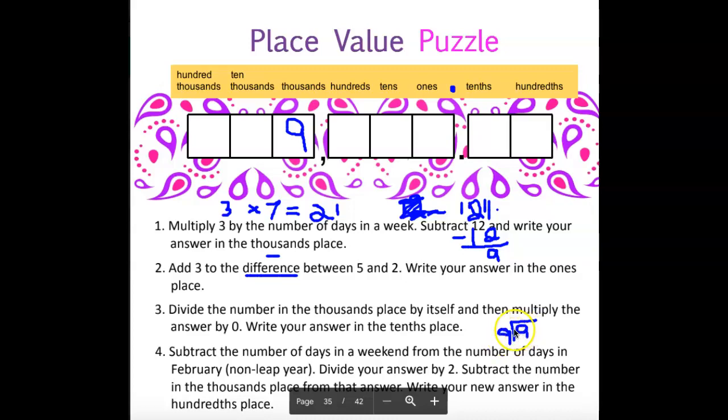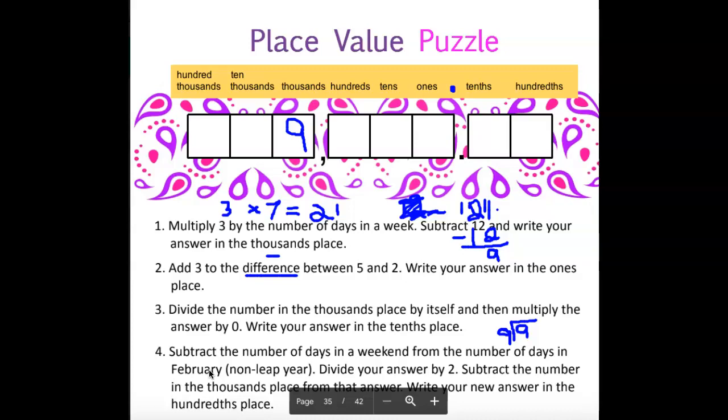Remember the opposite of division is multiplication. 9 times what equals 9? Or in a group of 9 tallies, how many groups of 9 do we have? Then you get that and multiply it by 0. And then write that number here in the tenths place. Okay? All right, number 4. Subtract the number of days in a weekend from the number of days in February, non-leap year.